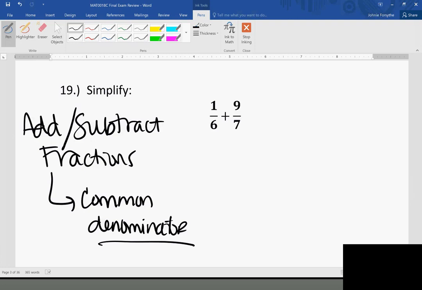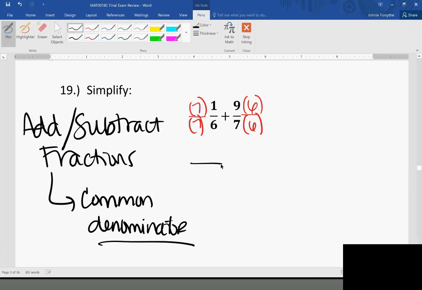And a lot of times the easiest way to do that, it may not be the least common one, but you can get a common one by just multiplying the opposite denominators. So if we multiplied this first fraction by 7/7 and the second fraction by 6/6, which of course is 1, we're not changing the value of either, then we'll get two fractions with a common denominator.